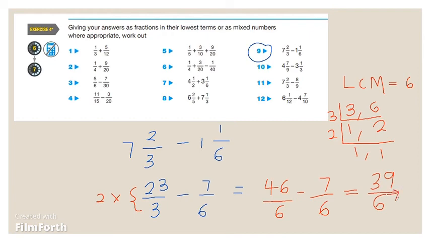Now I can write it as a mixed number. 6 times 6 is 36, 3 remains, that is 3 out of 6. Like that way I can write. Okay, let's move to the next part.